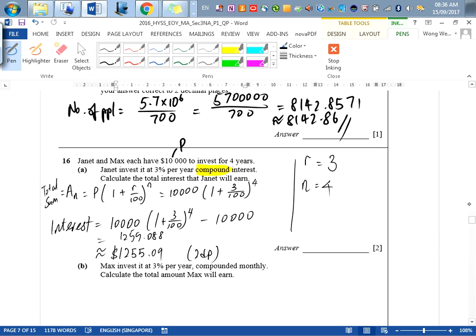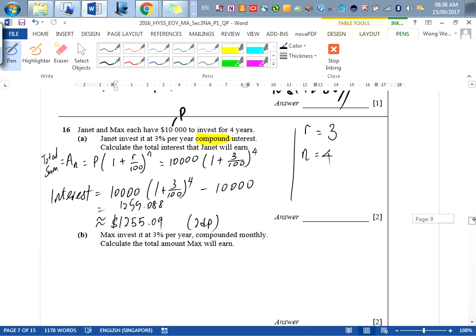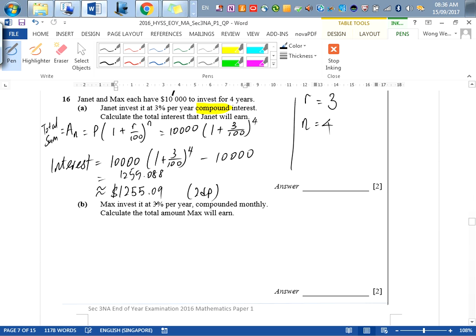So now I have Max, another person, investing it at 3% per year compounded monthly. We can use the same formula. But like I said, I need to know what is the value of R and the value of N. What is the value of R, Irfan? Come, hurry up, hurry up. 3.